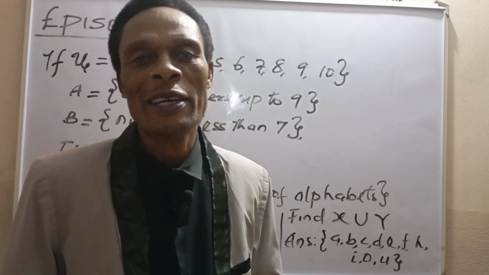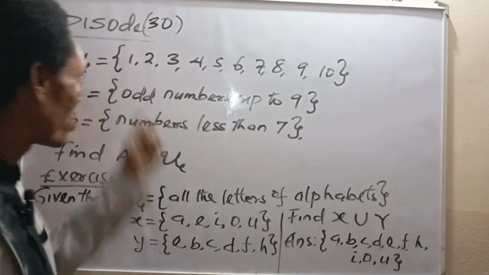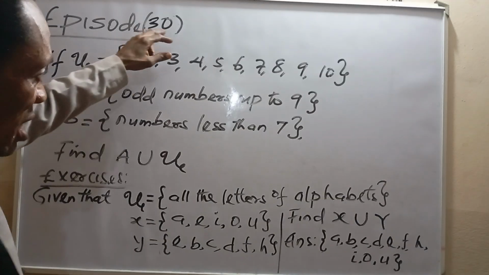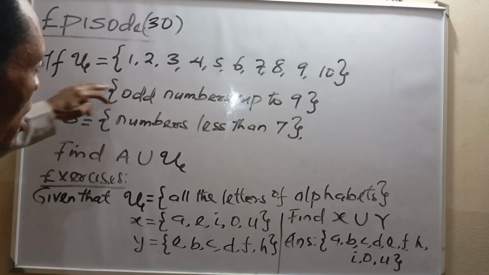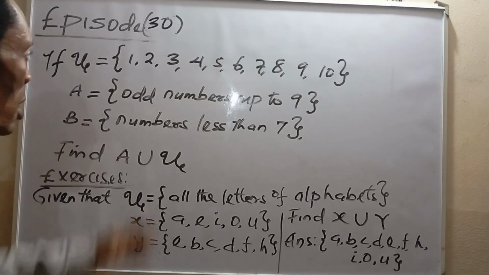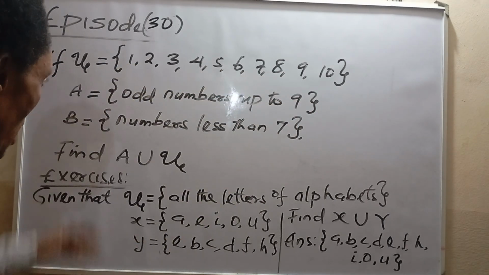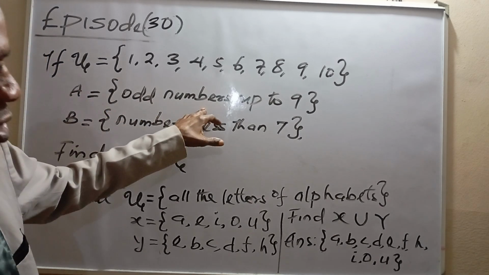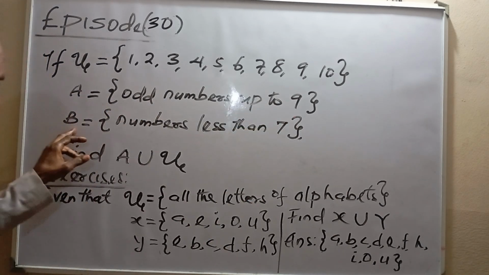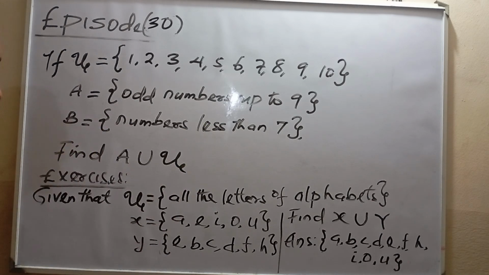Godwin Honor Mathematics Solution. Let's consider the next episode, episode 30. If the universal set equals 1 to 10, then A equals the set of odd numbers up to 9, and the set B is the numbers less than 7. Before we start, this question is from set theory.